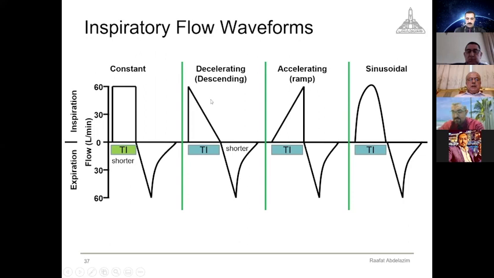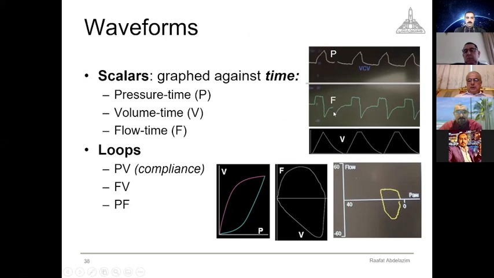In some new ventilators, I can adjust the waveform, whatever the mode of ventilation, because each one of these waveforms has its own effects on gas exchange and hemodynamics. This needs more explanation. There is no time for this, but I can choose whatever waveform. The waveforms, as I said, are the scalars: pressure time, flow time, and volume time. And the others are loops, the relationship not against time but between two of the variables: volume pressure or pressure volume curve, volume flow curve, and flow pressure curve.